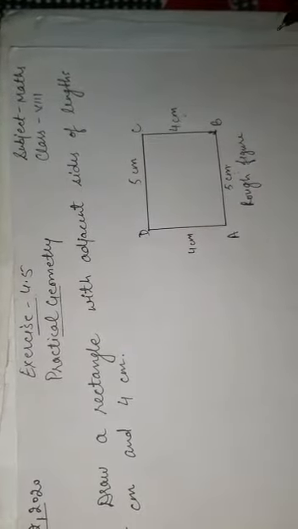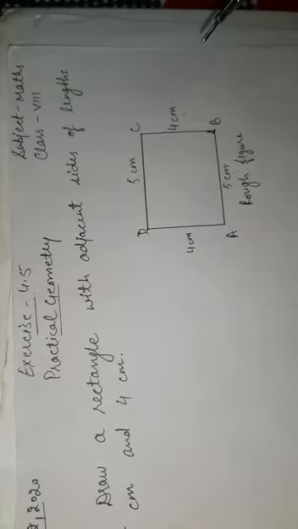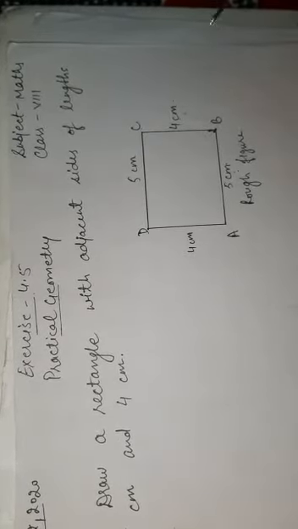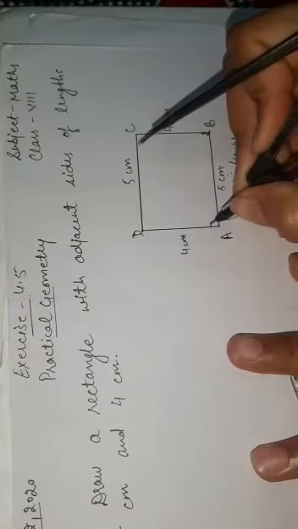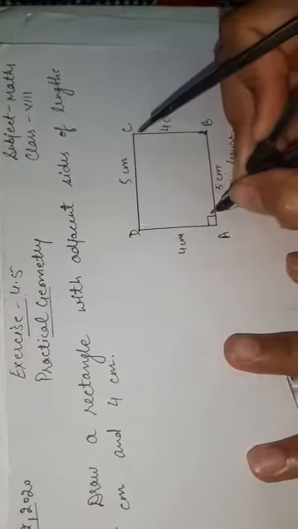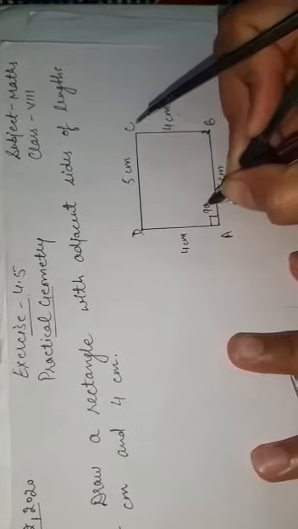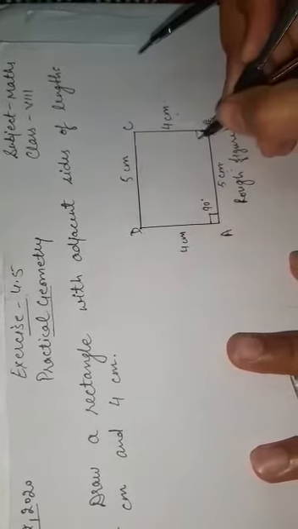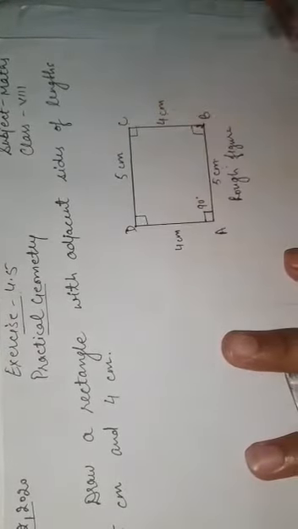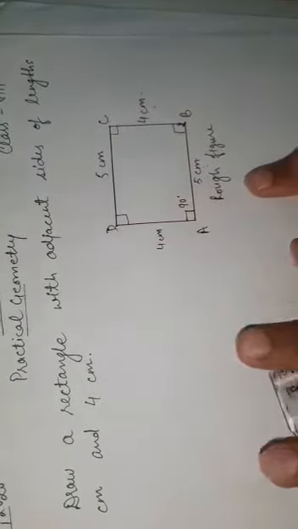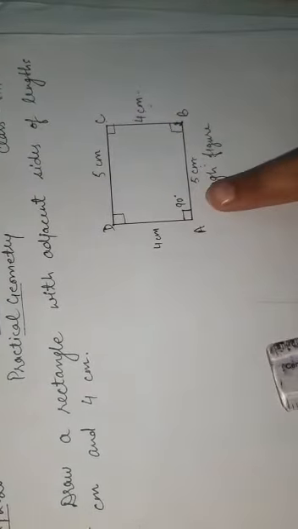Okay, but I told you in the beginning that we need at least 5 measurements. So what can be the fifth measurement? You know that all the angles of a rectangle are of 90 degrees. All the 4 angles make 90 degrees. Okay, but we need just one angle. Let's start the actual figure now with proper measurement.